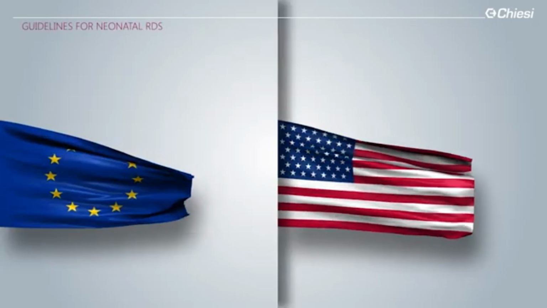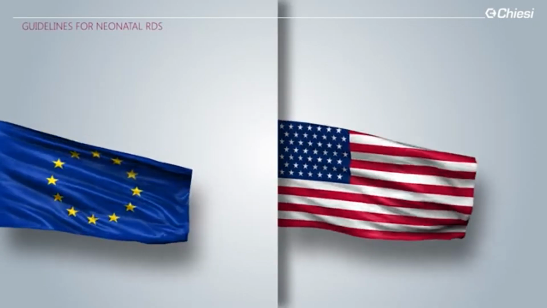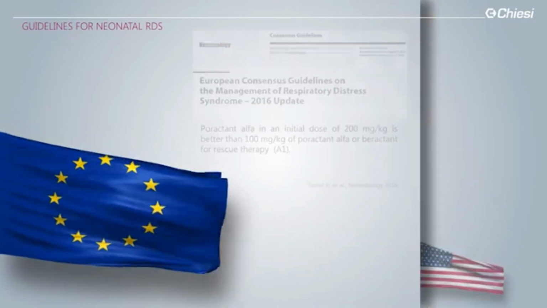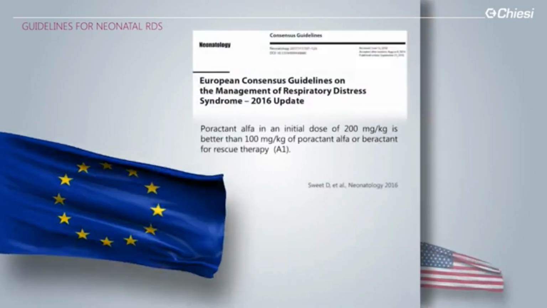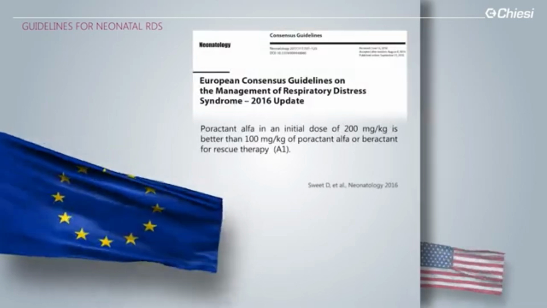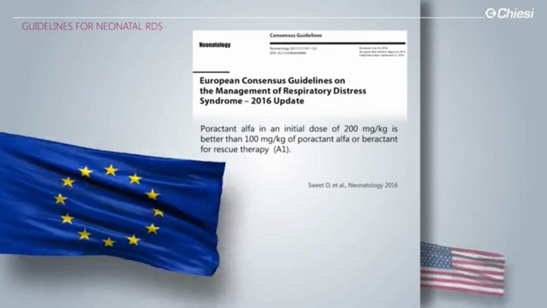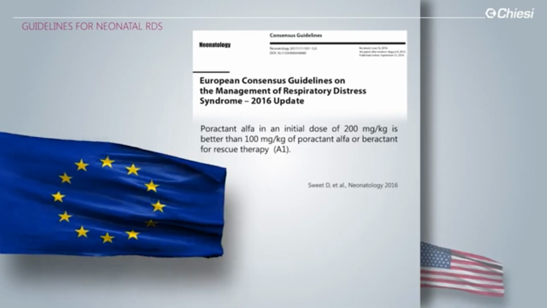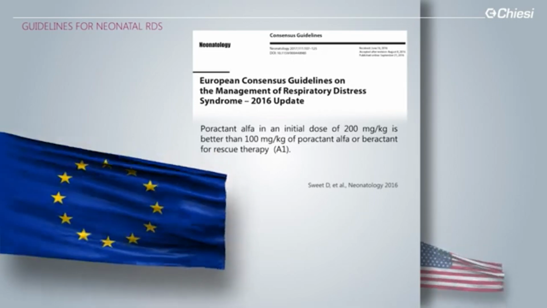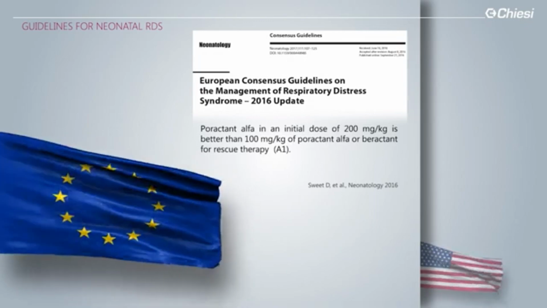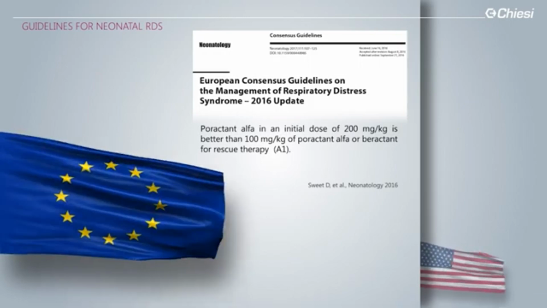Guidelines have been recently published with regards to surfactant replacement therapy for neonatal RDS. So, for example, in the European guidelines that have been updated in 2016, poractant alpha is recommended at an initial dose of 200 mg per kilo, as it performs better than 100 mg per kilo poractant alpha or beractant for treatment of RDS. And this recommendation is reported as A1, which means high quality of evidence.